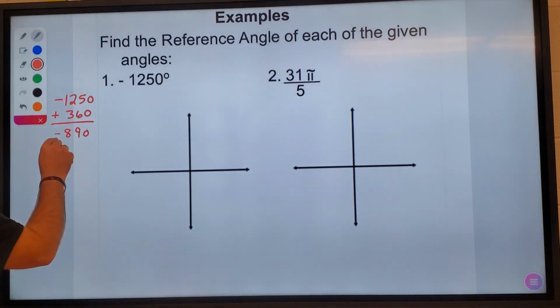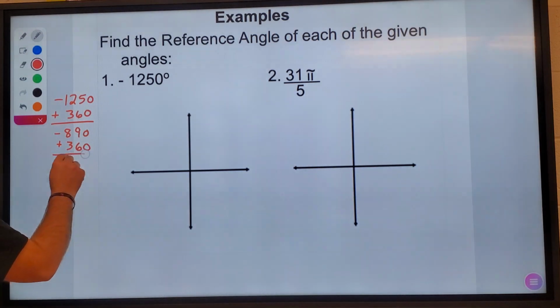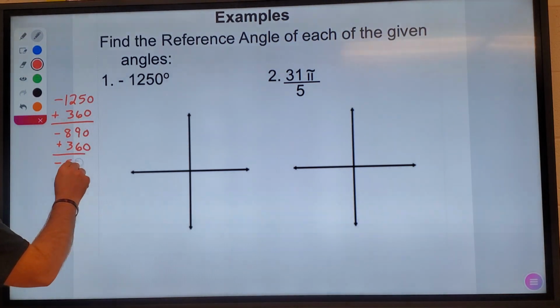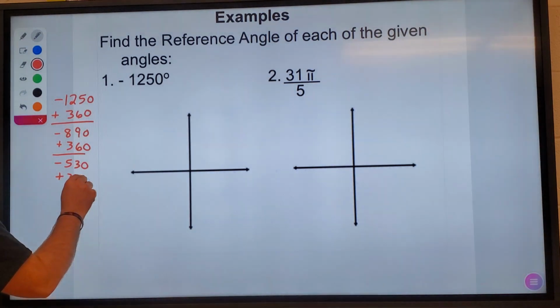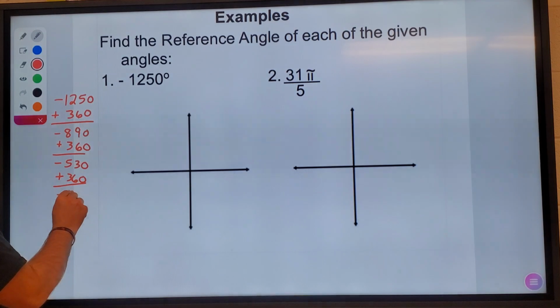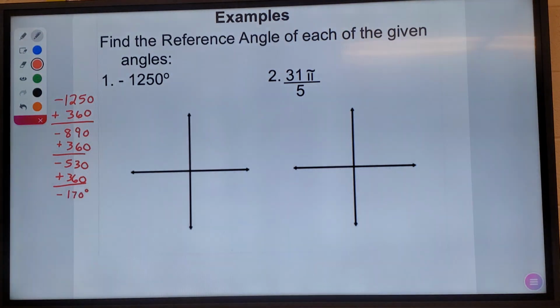I'm going to add 360 again. I get negative 530. I'm going to add 360 again, and I get negative 170 degrees. Okay. Again, this is between the values of 0 and 359 degrees, which means I can stop.